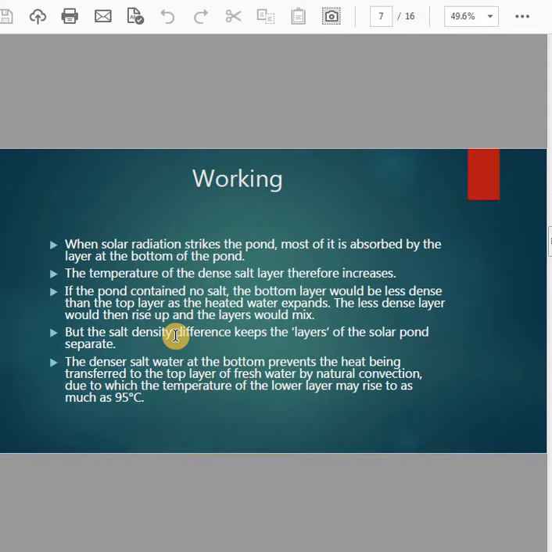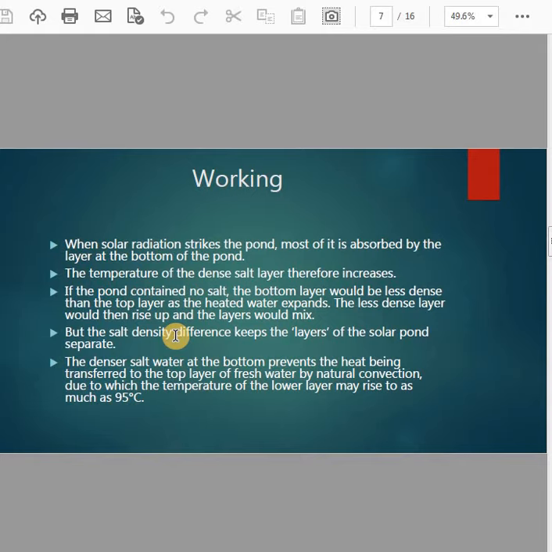Now the working of this solar pond: when solar radiation strikes the pond, most of the solar energy is absorbed by the layer at the bottom of the pond. So the temperature of the dense salt layer increases. If the pond contained no salt, the bottom layer would be heated and the water would expand. The less dense layer would then rise up and the layers would mix.